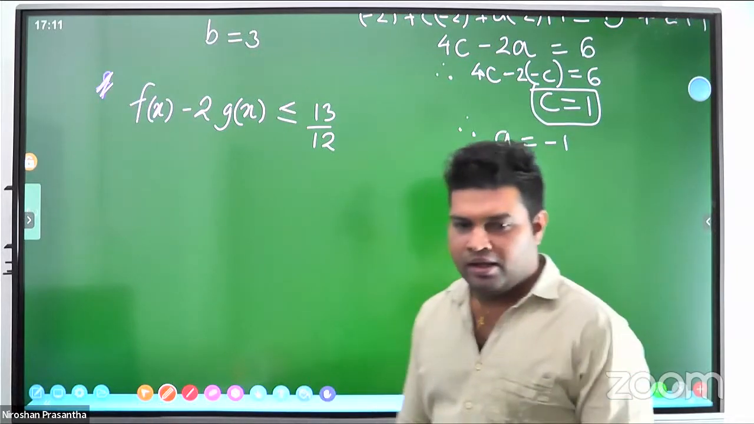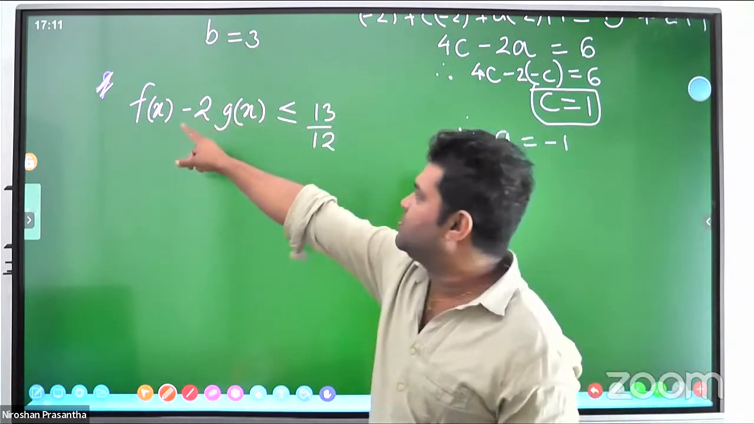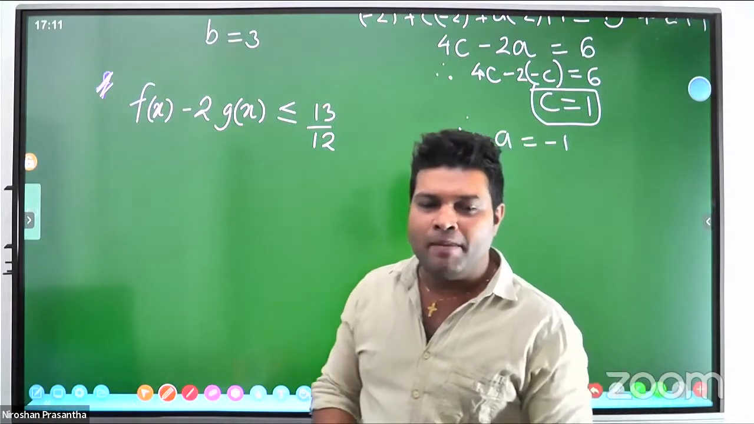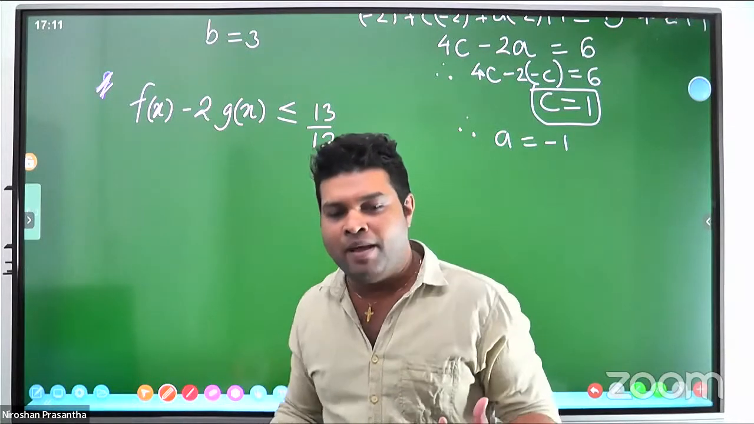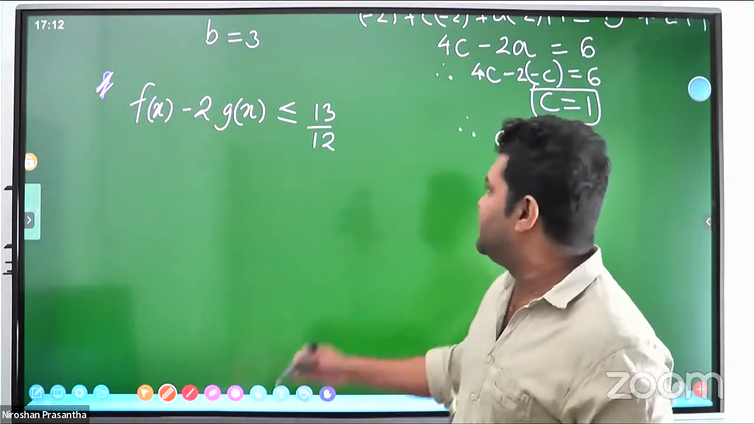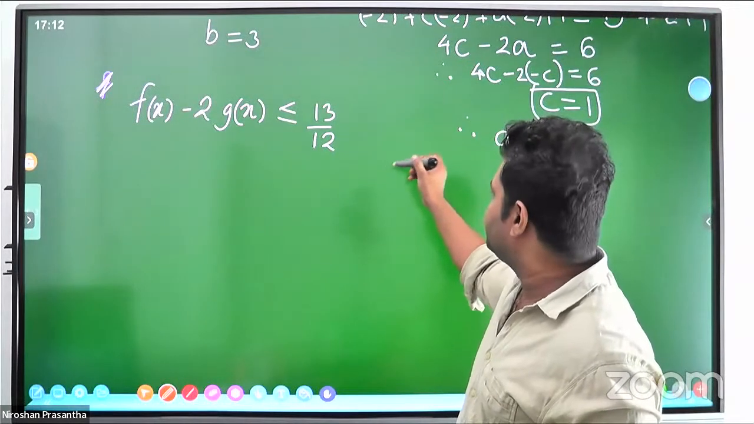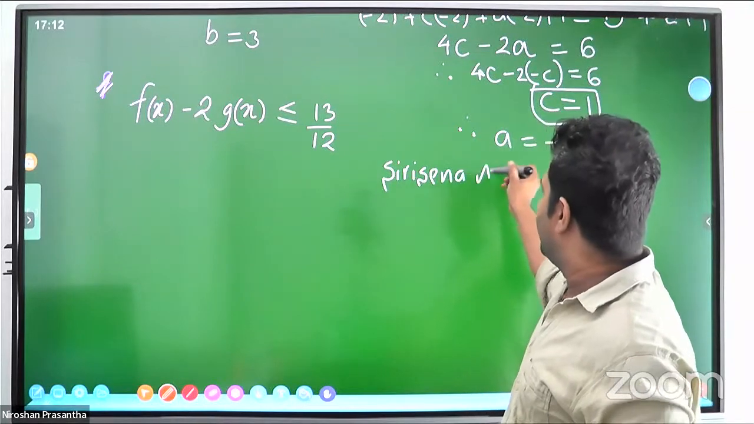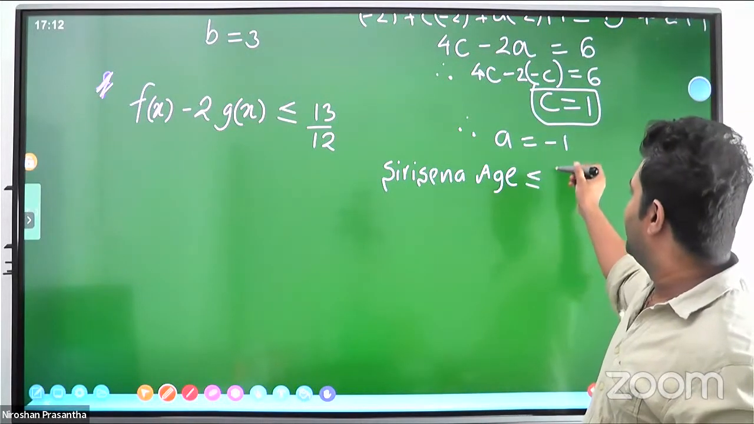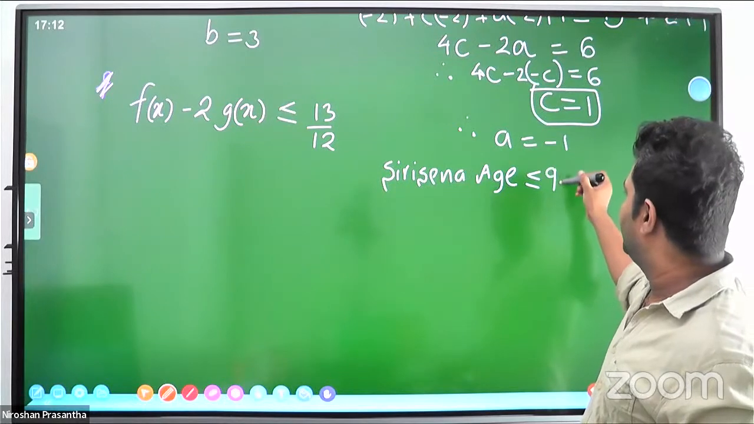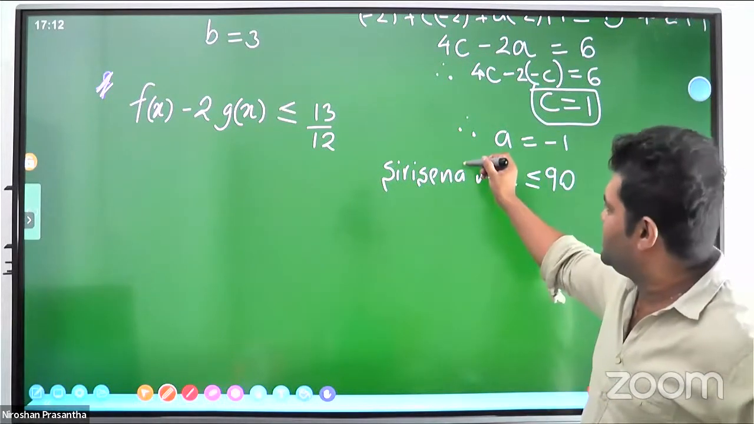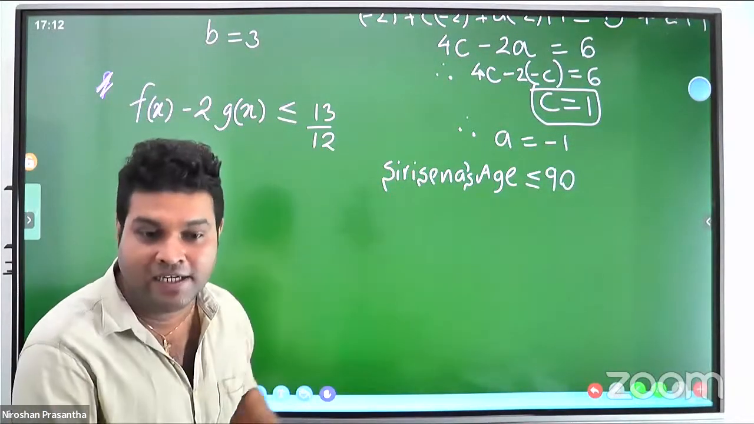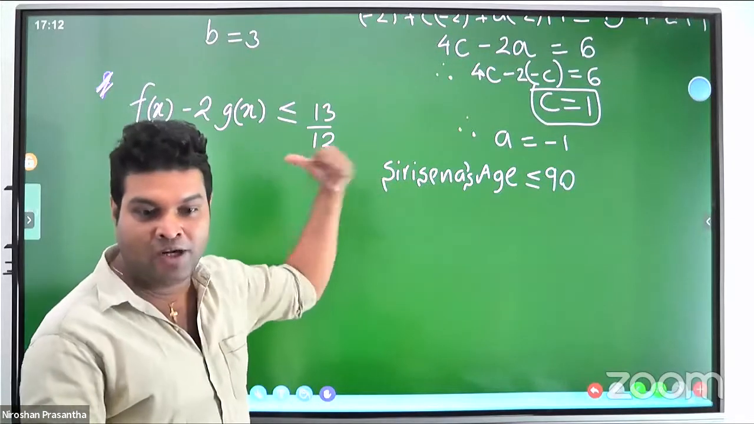What are we talking about? f(x) minus 2g(x) less than or equal to 13/12. Before we go to this, we have to go for a basic concept of mathematics from your O-levels. If I write down something like this, series age, how can you read this as a sentence? That's what I want before you understand this.